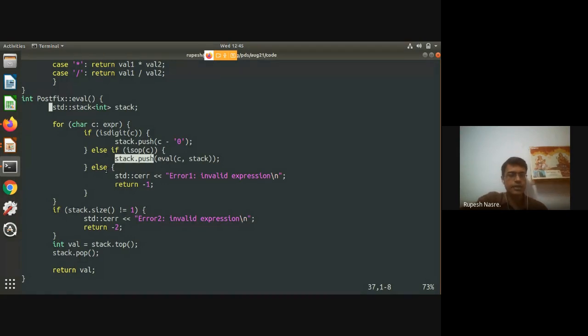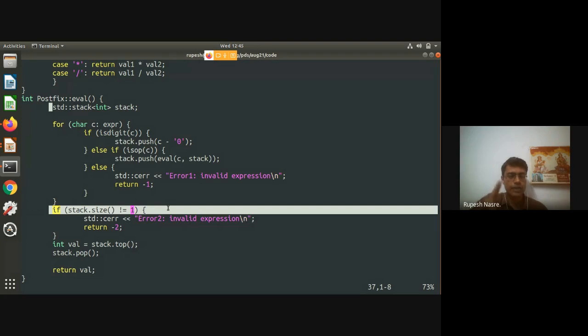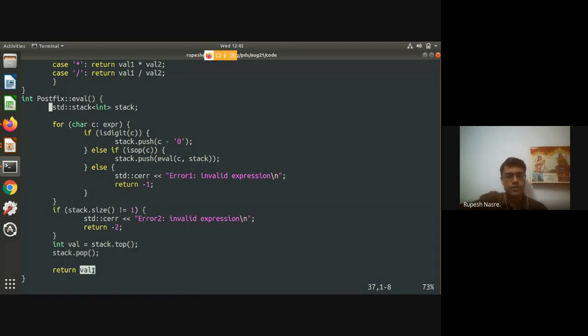Otherwise, if there is any other space or even other characters, then I give error as invalid. Finally, the stack should contain exactly one element, and if not, I give an error. Otherwise, I just return the value which is popped from the stack. Right? So that is our algorithm. Any questions on this algorithm?